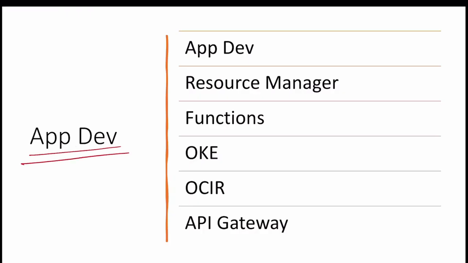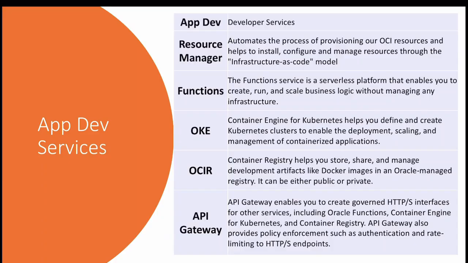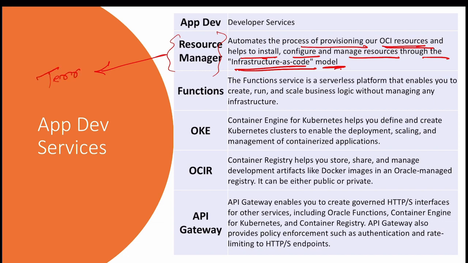Next we have application development services. Let's see these services. As I mentioned, AppDev is application development services. There are 5 services under it. First is Resource Manager. It automates the process of provisioning our OCI resources and helps to install, configure and manage resources through the infrastructure as code model, that is also known as Terraform. Terraform is a technology which helps to automate the process of provisioning.